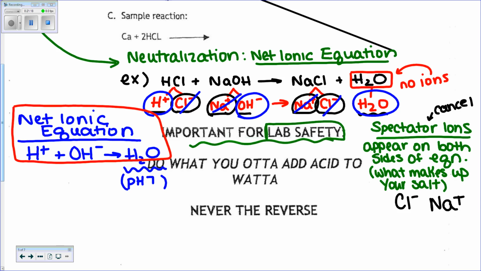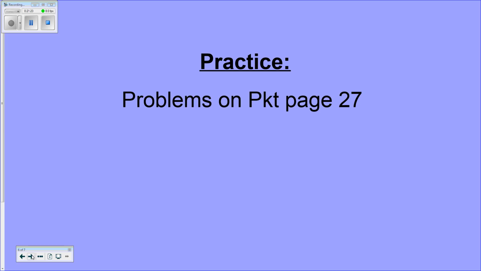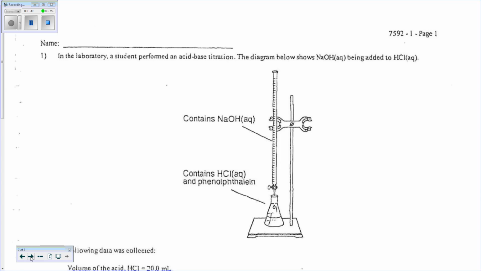So, let's see. Anything else? I just want to do a couple practice problems. So last thing we want to do, we're going to do packet page 27. So please go there. Again, you should have your reference table right near you, and you should also have a calculator. So on page 27, it says, in the laboratory, a student performed an acid-base titration. So this is the setup for a titration. You would have something, this is called a burette.